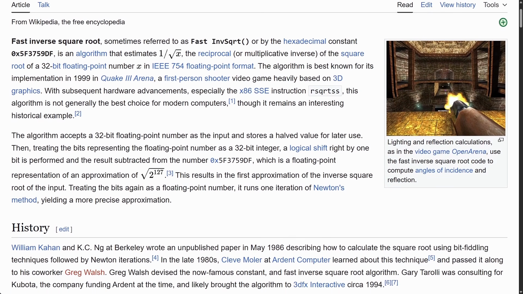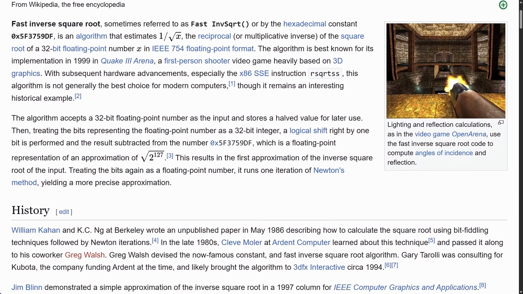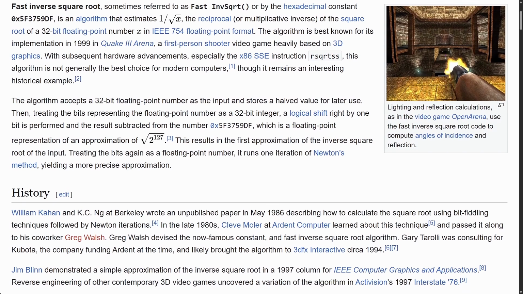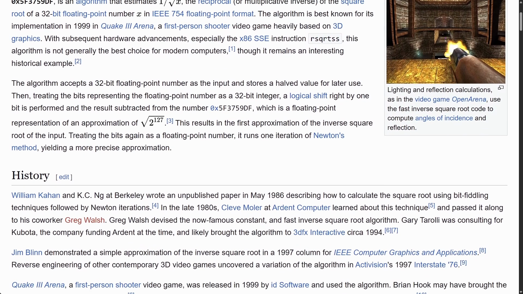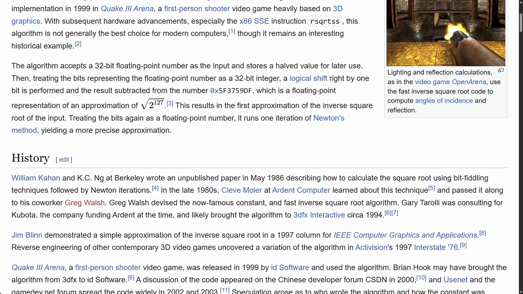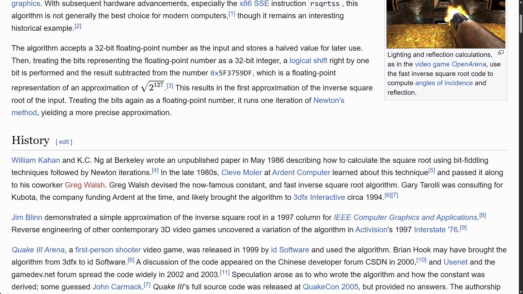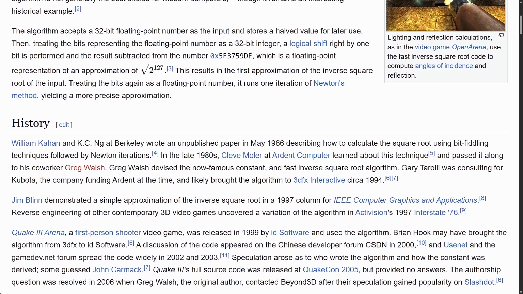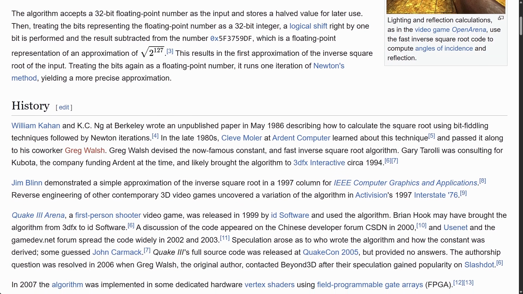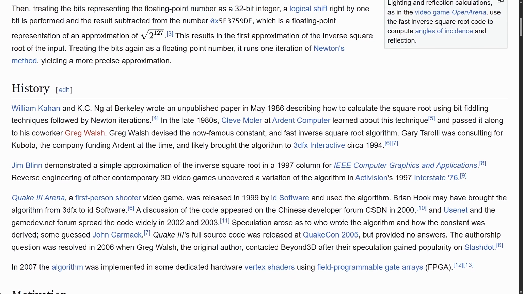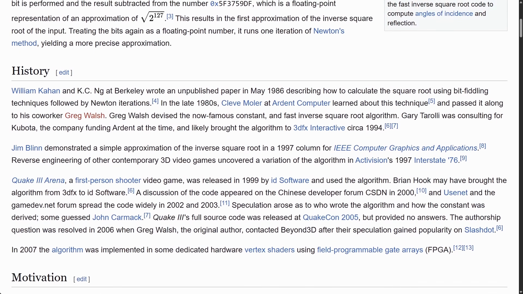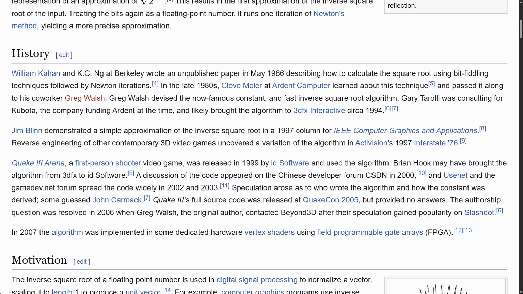So where did it come from? Well, it's from id Software, so clearly it must be John Carmack, right? No, it's not. The fast inverse square root popped up the first time in 1986. William Kahan wrote an unpublished paper describing how to calculate square roots using bit fiddling techniques, followed by Newton iterations. And we get to this when we are dissecting the algorithm.